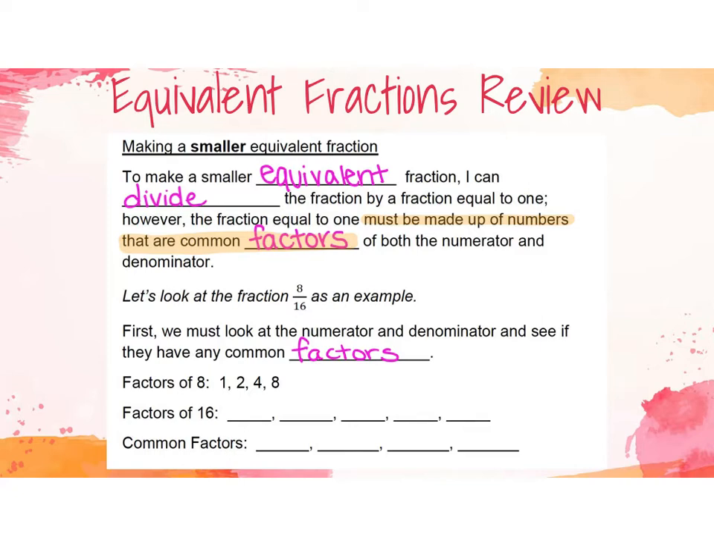The factors of 8 are already listed out for us. We can multiply 1 times 8 to get to 8 and 2 times 4 to equal 8. The factors of 16, we know we can multiply 1 times 16 to equal 16. 2 times 8 is 16. And 4 times 4 is 16. We only need to write the 4 one time.